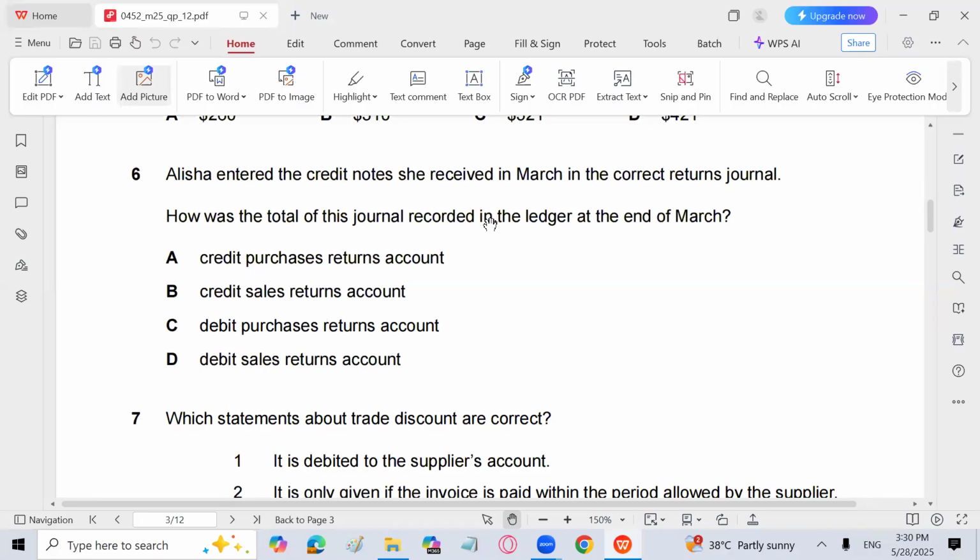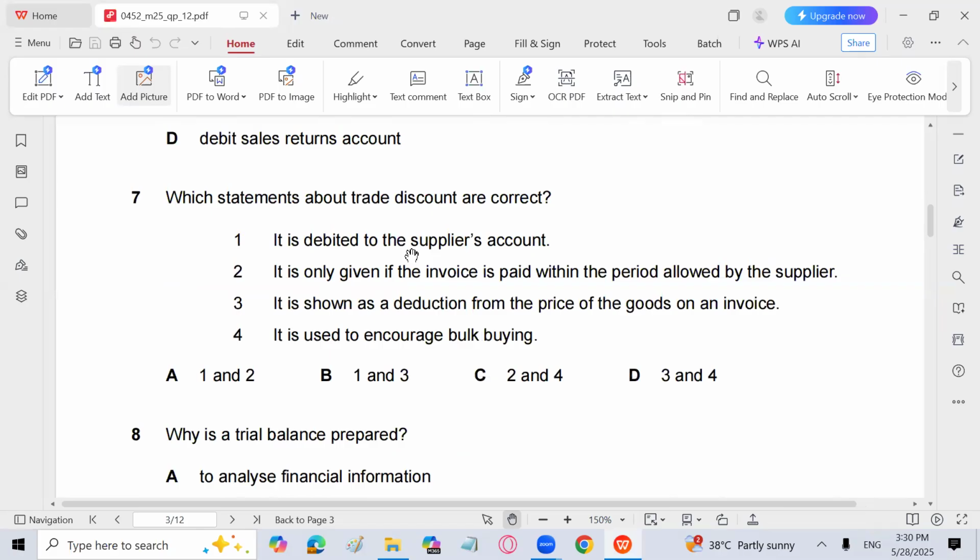7. Which statements about trade discount are correct? It is debited to the supplier account. No, trade discount is not recorded. It is only given if the invoice is paid within the period allowed by the supplier. It is shown as a deduction from the price of the goods on an invoice. It is used to encourage bulk buying. So 3 and 4 is the answer. D is the answer. It is shown as a deduction from the price of the goods on an invoice, meaning from the list price we subtract the trade discount. Secondly, it is given because of bulk buying or to loyal customers. So 3 and 4, D is the answer.